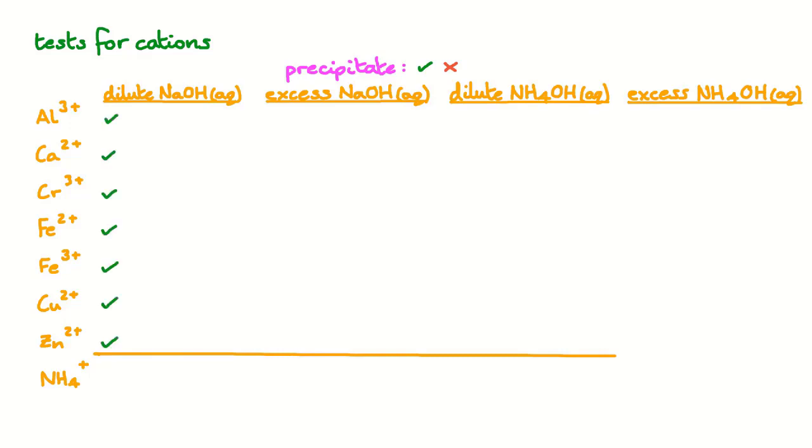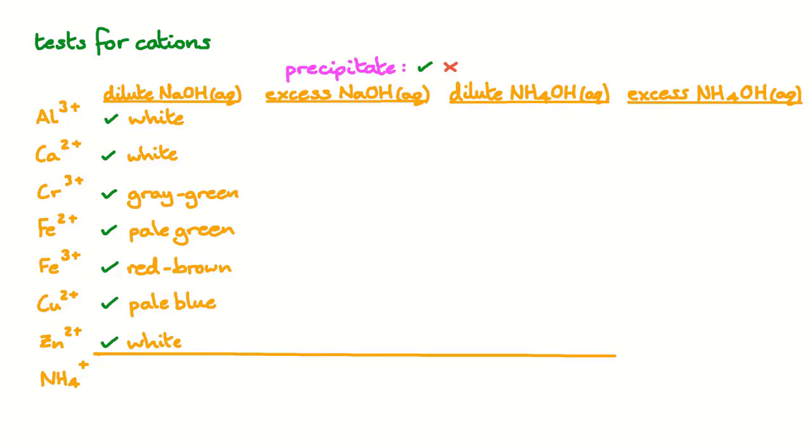For all the metal ions in this video, we get a precipitate when we treat their solutions with dilute sodium hydroxide solution. For aluminum, calcium and zinc, the precipitate is white, while the precipitates for chromium 3, iron 2, iron 3 and copper 2 are all different colours. For the aluminum, chromium 3 and zinc ions, adding an excess of sodium hydroxide will cause the precipitate to dissolve. For the rest, adding more sodium hydroxide solution does not affect the precipitates.